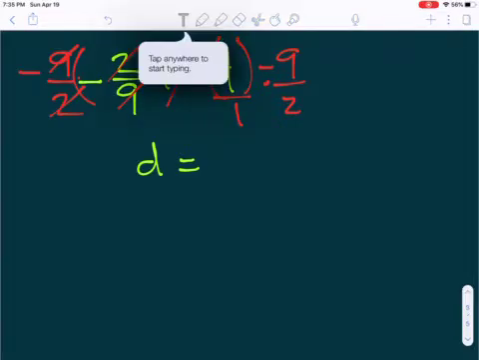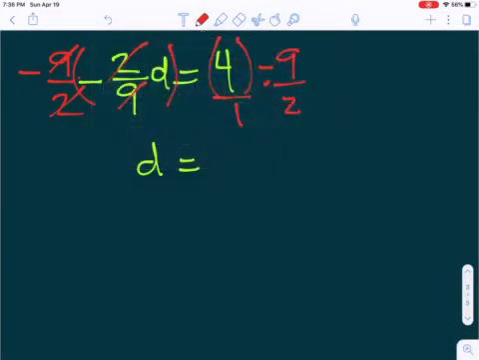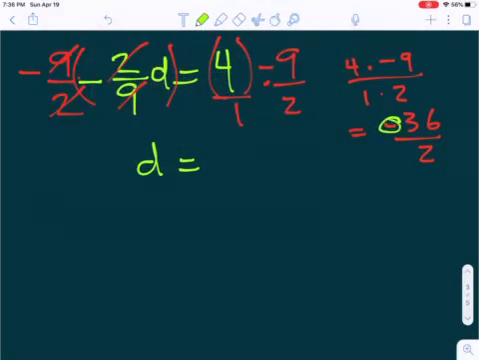Let's take a look at this over here. So we're going to have 4 times negative 9 over 1 times 2. So that's going to simplify to negative 36 over 2. And if I split 36 into 2 parts, I get 18. And we have that negative sign there. So our answer is going to be negative 18.